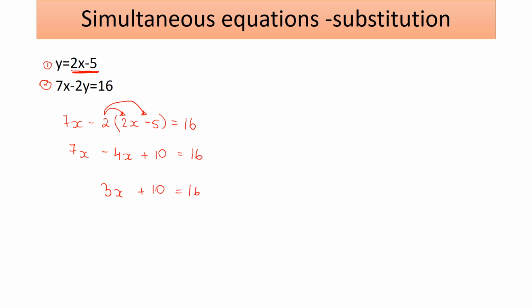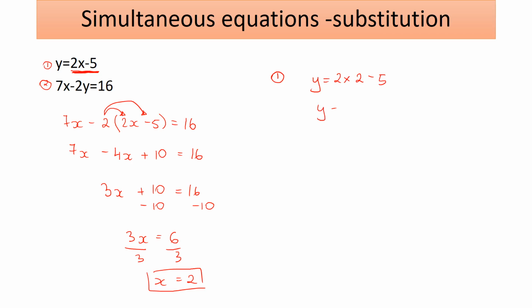Now to get rid of the add 10, we take away 10. Remember to do it from both sides. So that means that 3x is equal to 6. To get rid of the 3 in front of x, we divide both sides by 3. So the value of x is 2. I can substitute the value of x into the first equation. So that is 2 times 2 take away 5. So that is 4 take away 5. So the value of y is negative 1.